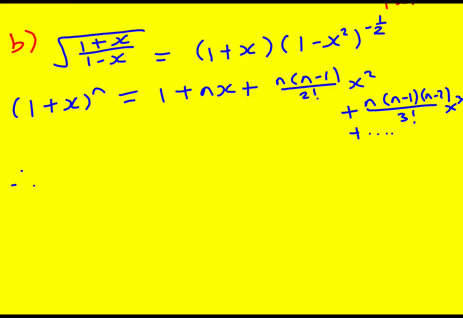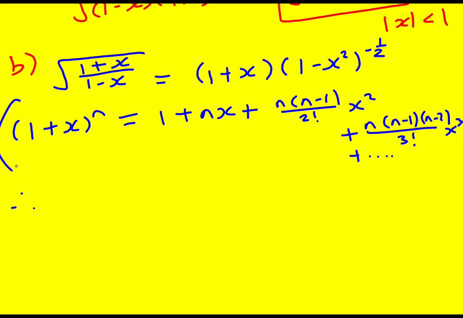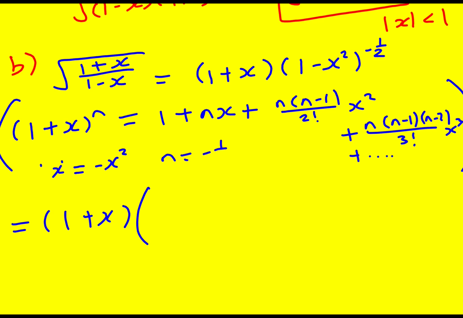So therefore, I'm going to put this in brackets. That's just there to kind of help us. So for us, we're going to get 1 plus x. I'm going to leave that in this. And sometimes it's just good to do this in isolation, but I think I'm all right. I'm just going to expand it out. So for us, instead of x, we have minus x squared. That's important. And then n is equal to minus a half.